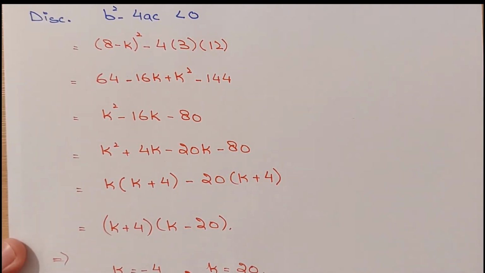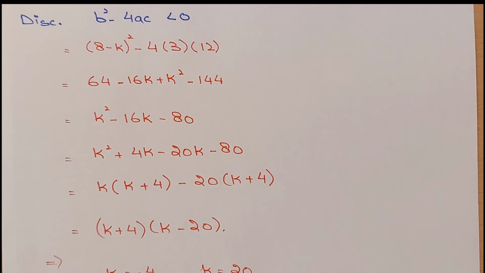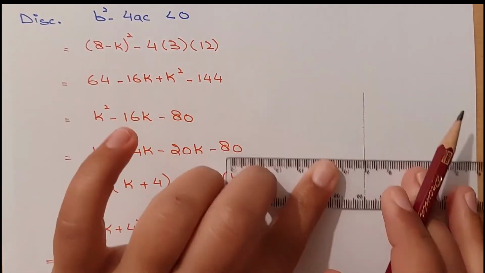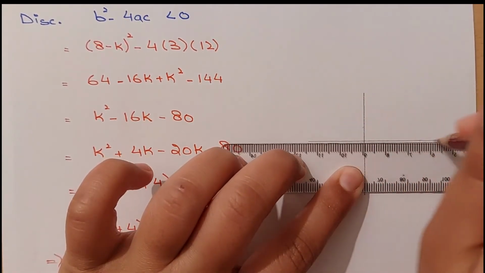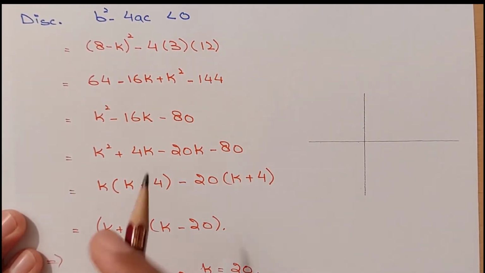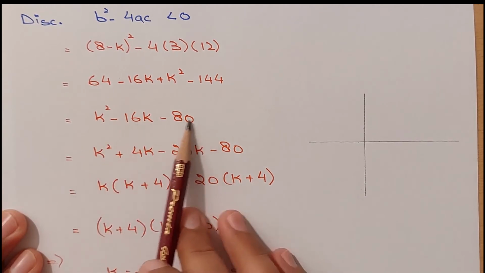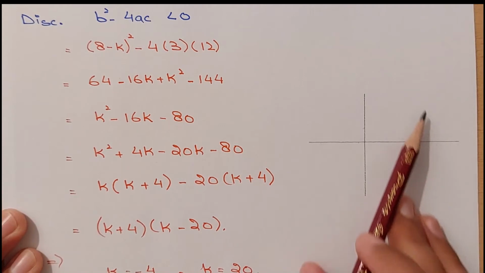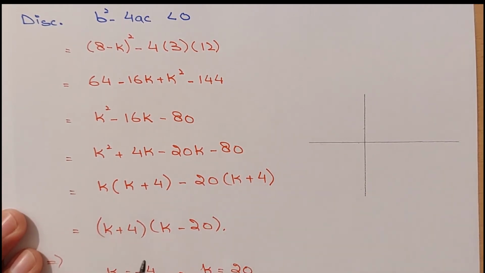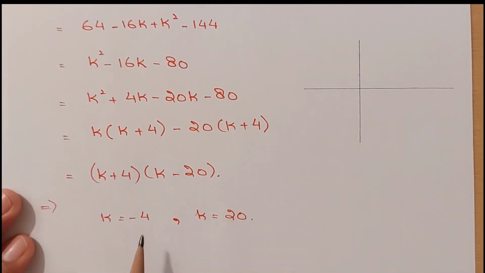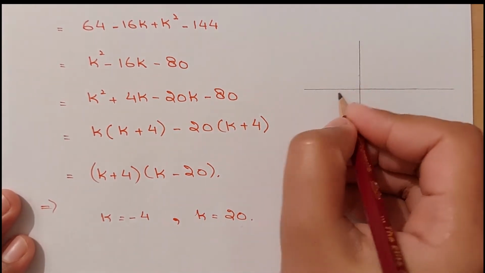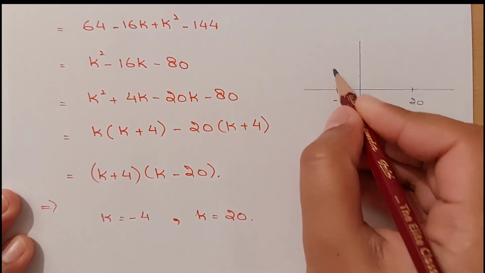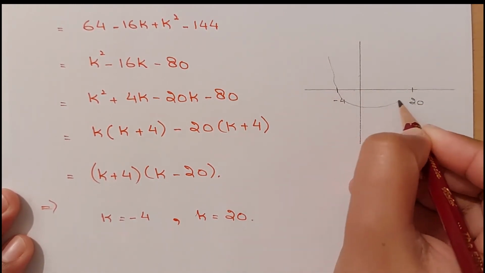Okay, so let me draw this curve on the coordinate plane. As you can see, we have a quadratic equation in k, and the k square coefficient is positive. It means the parabola opens upward, right? And we have the two roots, minus 4 and 20. Let's say minus 4 is over here and we have 20 over here. So this is going to be the shape of the parabola.